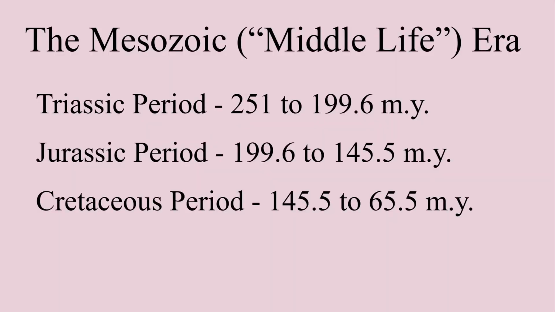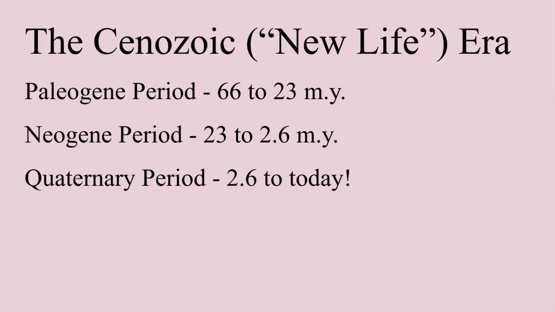All right, the Middle Life era, this is where we get our dinosaur times and all that. You have Triassic period, Jurassic period, and Cretaceous period. And that goes up to 65.5 million years ago. And that's when the KT event happened and the meteorite hit the Earth and wiped the dinosaurs out. Then you have, after that, the New Life era, where we have the Paleogene period, the Neogene period, and the Quaternary period, which is 2.6 million years ago to today.